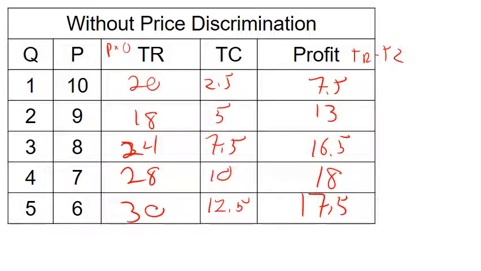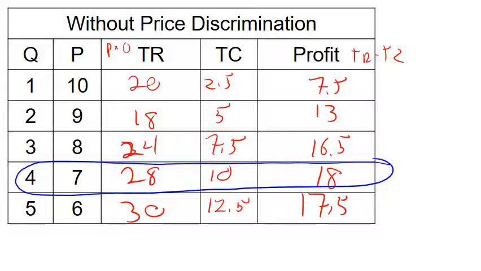So we pretty quickly see that the optimal row in this table is when quantity is 4, price is 7, and profit is 18. So when the firm does not discriminate, its maximum profit is 18. That occurs when it produces and sells 4 units of output.